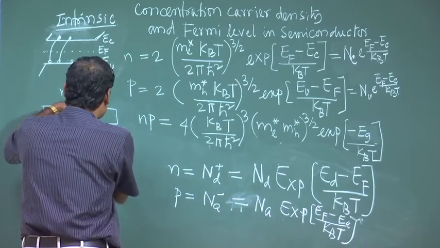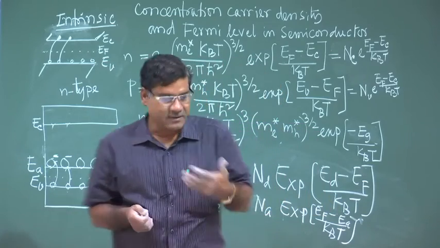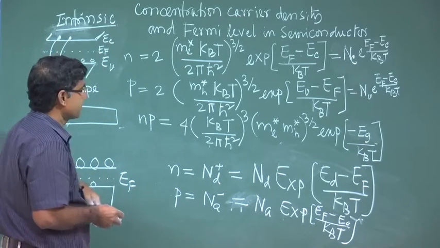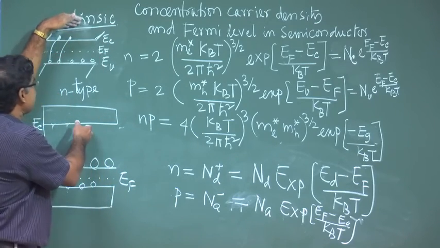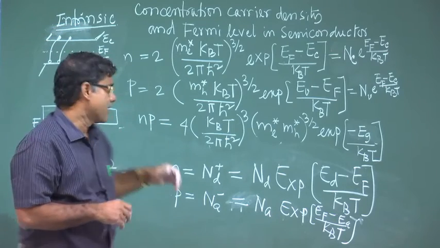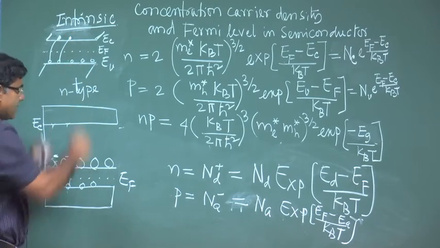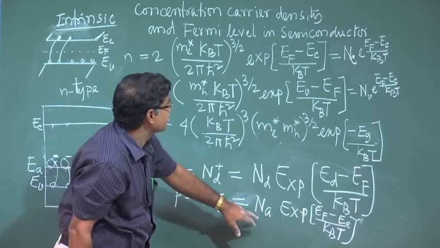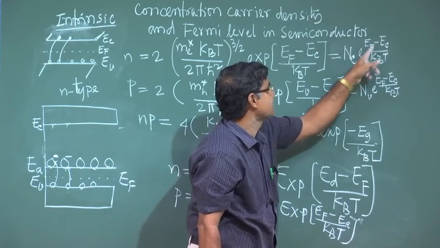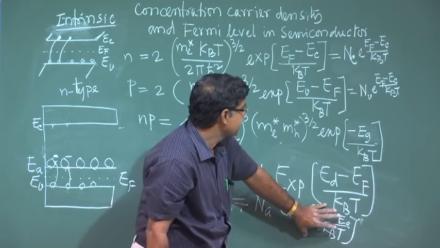In this band gap, right? So here also, as I showed you earlier, the Fermi level for the intrinsic case is exactly in the middle of the band gap, or these two were involved and then that was in the middle. So here you are getting a similar relation: here ND exponential this, here NC exponential this, right, here NA exponential this, right.